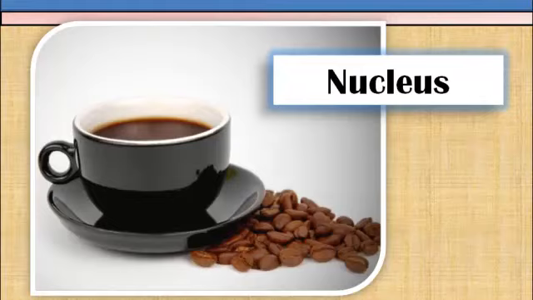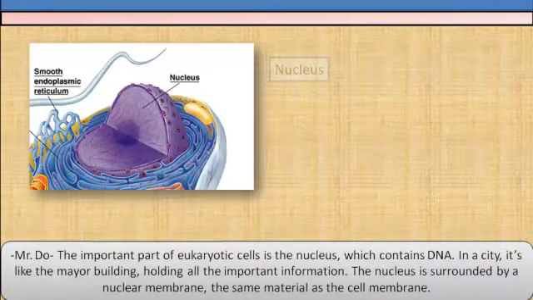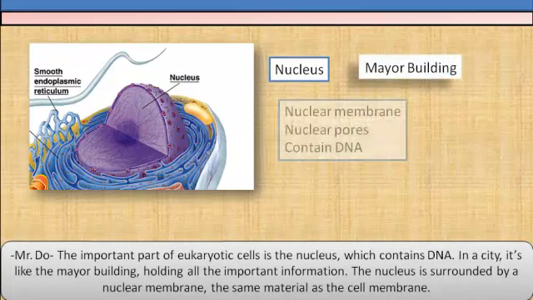The nucleus. The important part of the eukaryotic cell is the nucleus, which contains DNA. In a city, it's like the mayor's building, holding all the important information. The nucleus is surrounded by a nuclear membrane, the same material as the cell membrane.